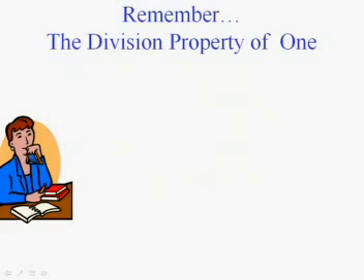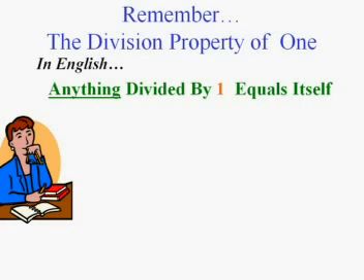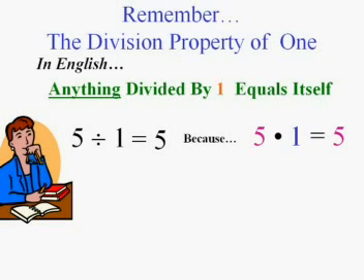Do you remember the division property of 1? This is the reason we learned it. In English, anything divided by 1 equals itself. 5 divided by 1 equals 5. You know why? Because you can go backwards and say 5 times 1 equals 5. Anything times 1 equals itself as well.